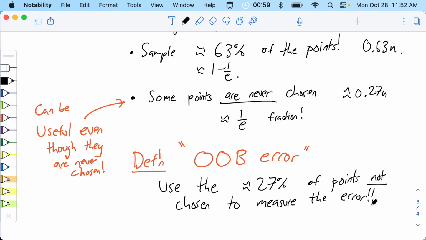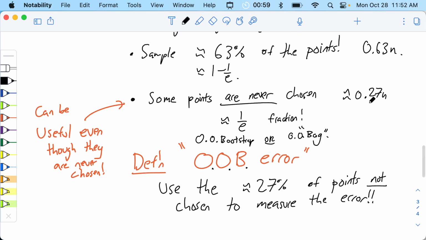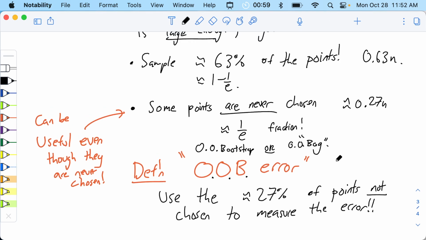Just like you have a test set and a training set split, in a bootstrap sample you automatically get this OOB error. OOB stands for out of bootstrap or out of bag. You'll see why it's called out of bag sometimes, which is funny. We'll see where this bag word comes from in a minute. So you get an automatic train test split of just whichever points happen to not be chosen. There's almost always 27% of them. Use those points to test your error. I'm going to show you an example of that in a second. But any questions or comments about that?